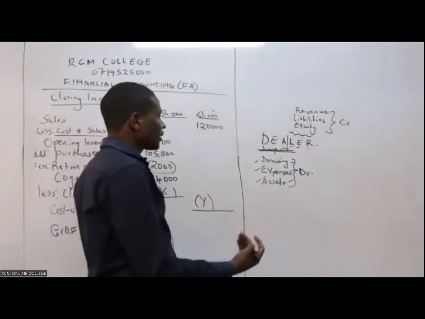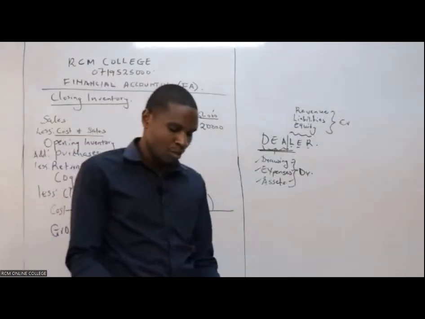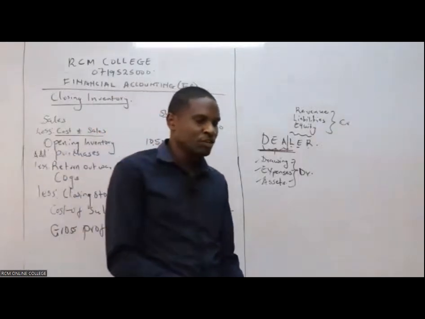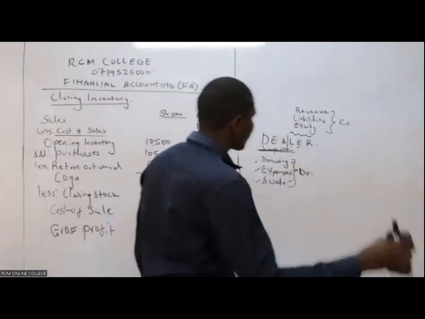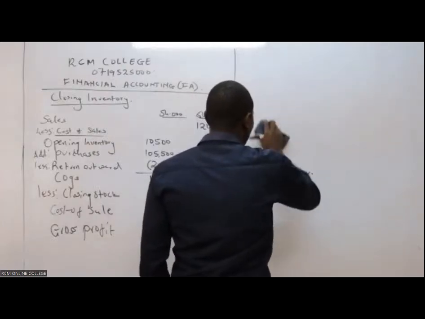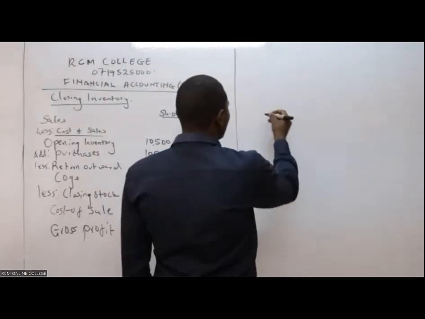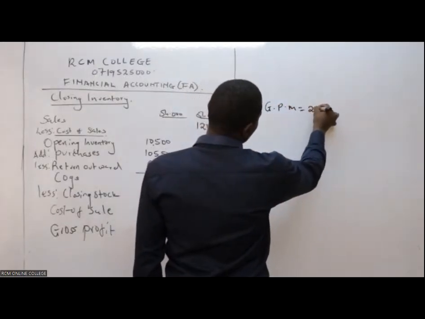Now, in our case, I can see additional information number 1. If you look at additional information number 1, you've been told that the company maintains a gross profit margin of 20%. Therefore, in this case, what do you have to do? Our gross profit margin is equal to 20%.